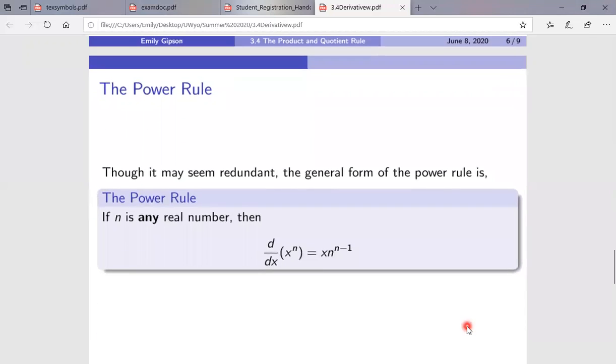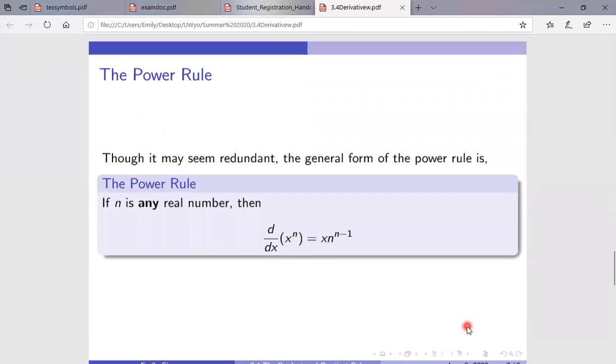So this brings us to the power rule. Now that we have the product and quotient rule, it might seem a little redundant, but the general form of the power rule follows. If n is any real number, it could be 1.2, it could be negative 5/3, it could be whatever, then d/dx of x to the power n is equal to, sorry, I put this in the wrong order. It should be n times x, where x is raised to the power n minus 1. I'll fix this before I post the slides.